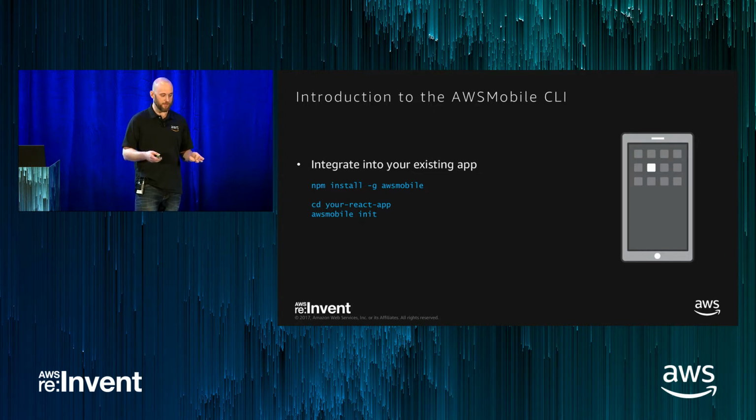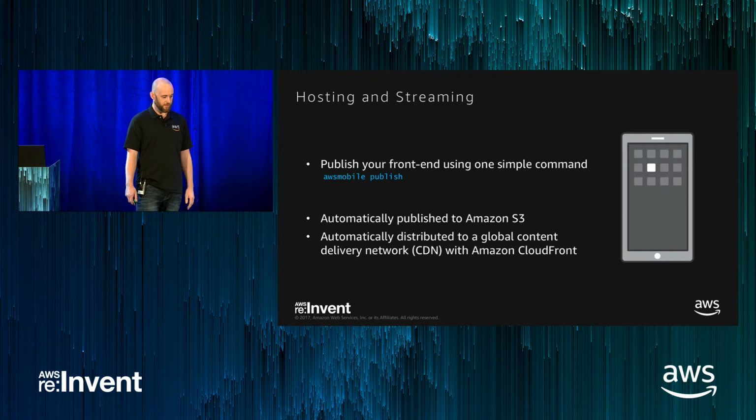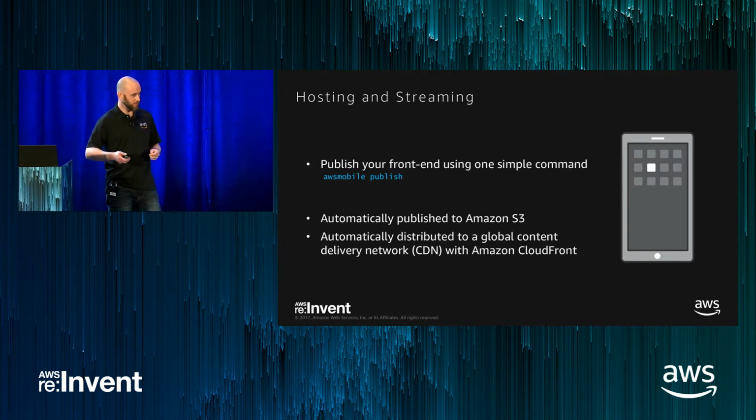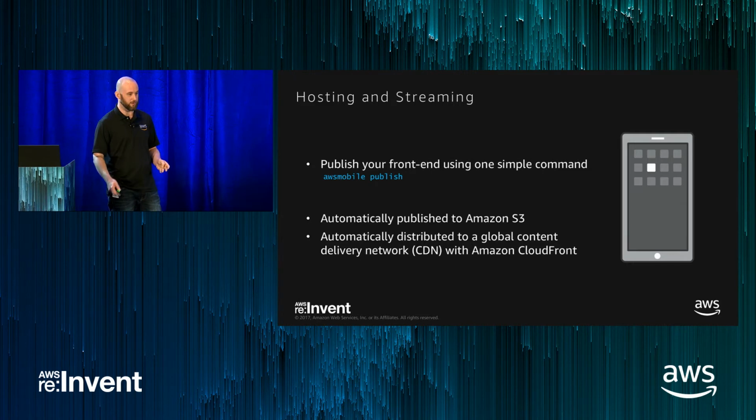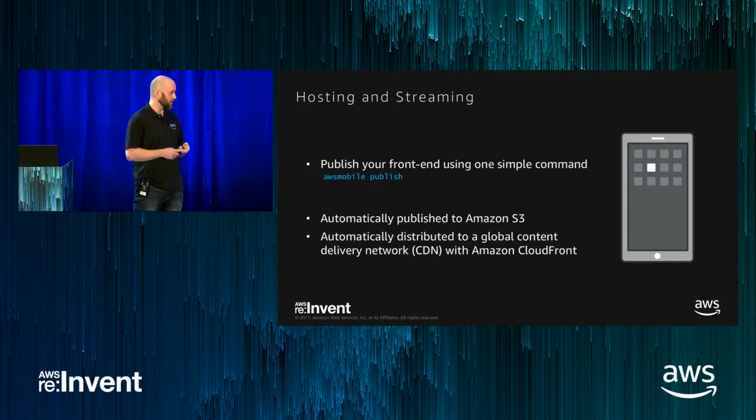So when you do this init, you have your entire backend. You can start wiring it up with services. One of the features is hosting and streaming. With hosting and streaming, you get an S3 bucket and a CloudFront distribution. Whether you go into the console and click on hosting and streaming and enable it, you get an S3 bucket provisioned and a CloudFront distribution provisioned, all automatically.